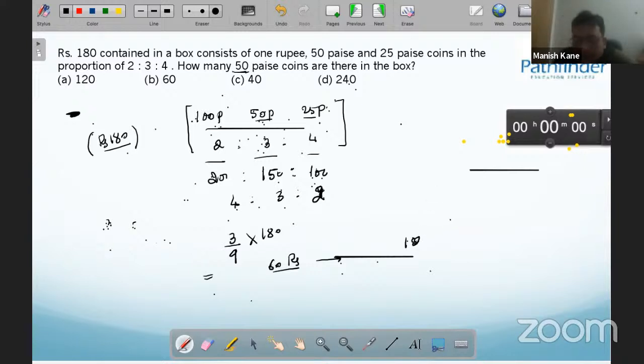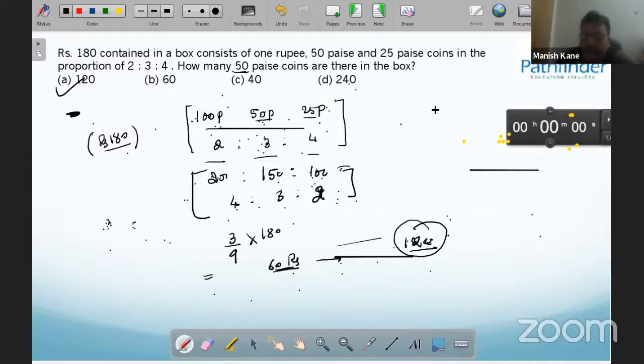Yes, thank you, Paridhi. So I just made a mistake in calculation here, taking the ratio wrong. I have rectified it. 120 coins is the answer. The correct answer should be 120 coins. So there are 60 rupees in the form of 50 paisa coins. 1 rupee will need 2 50 paisa coins. So 60 rupees will need 120 50 paisa coins.